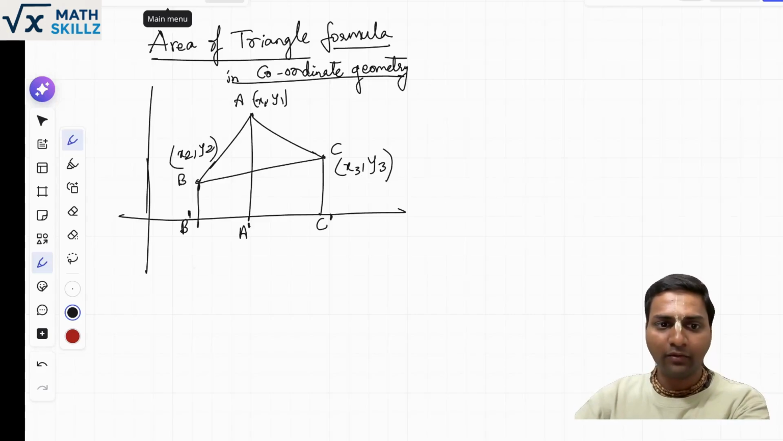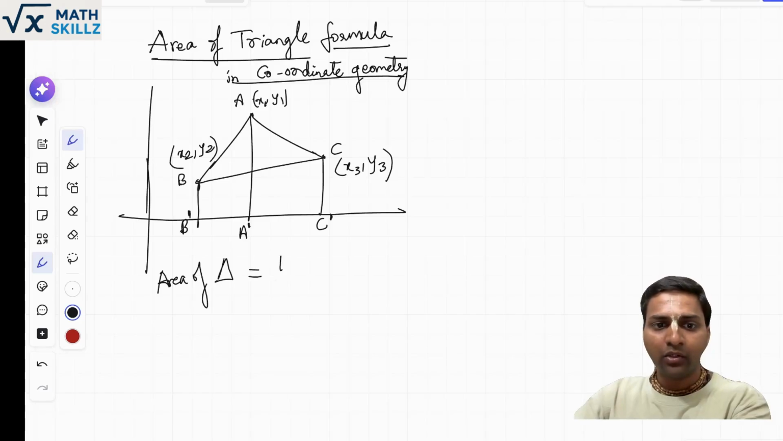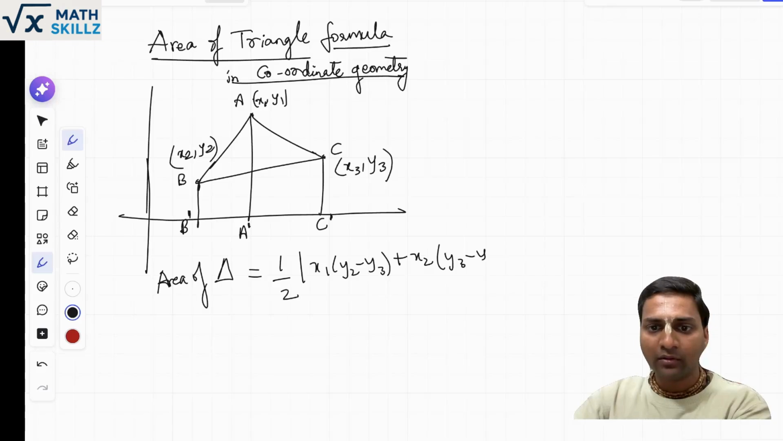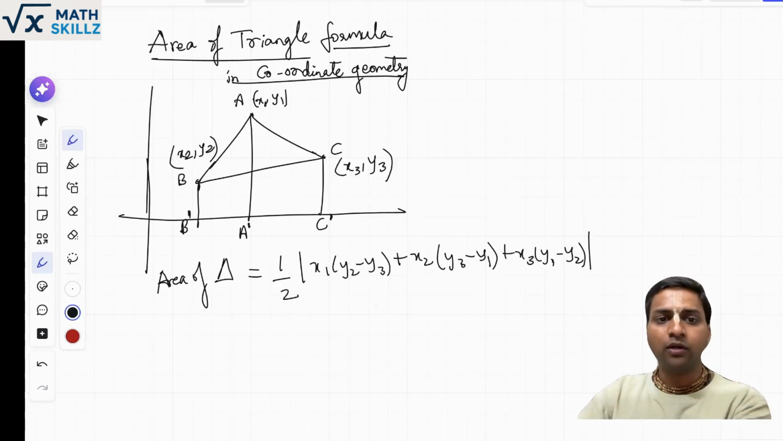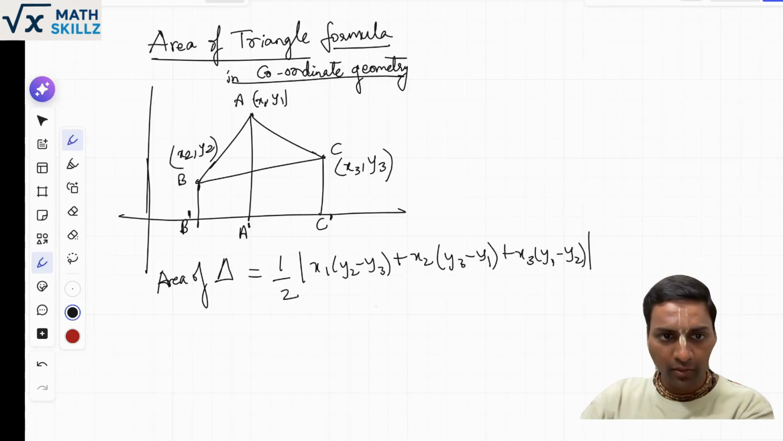We know that the area of a triangle is equal to 1 by 2 into the modulus of x1 into (y2 minus y3) plus x2 into (y3 minus y1) plus x3 into (y1 minus y2). So this is the formula. Now let us derive this formula.